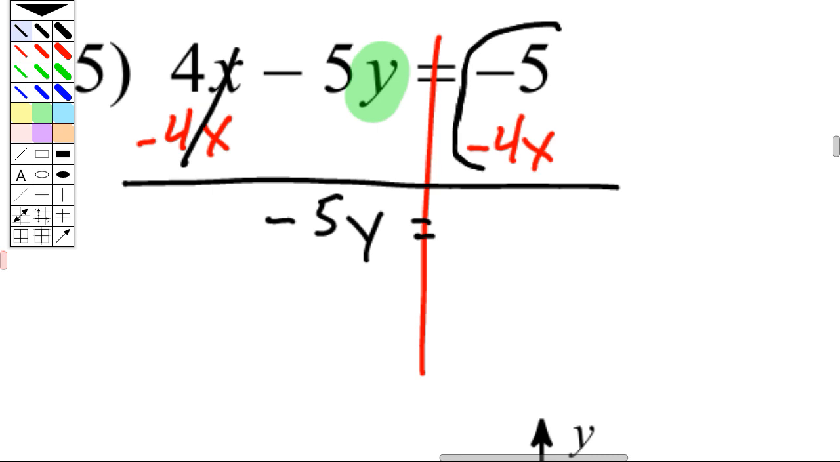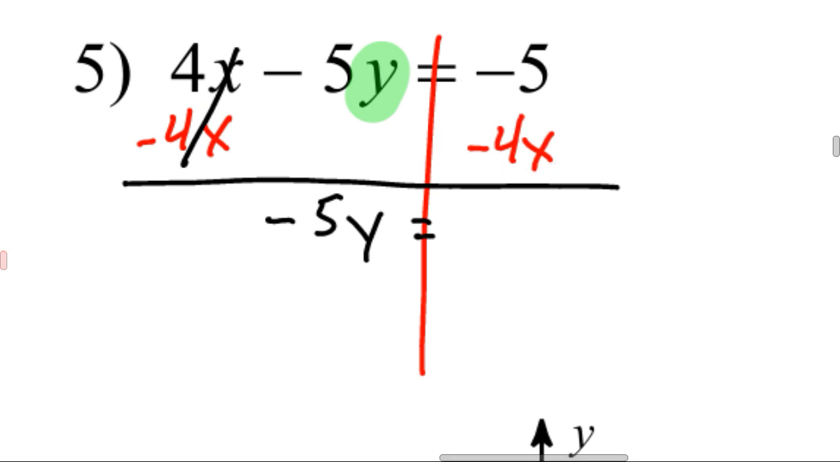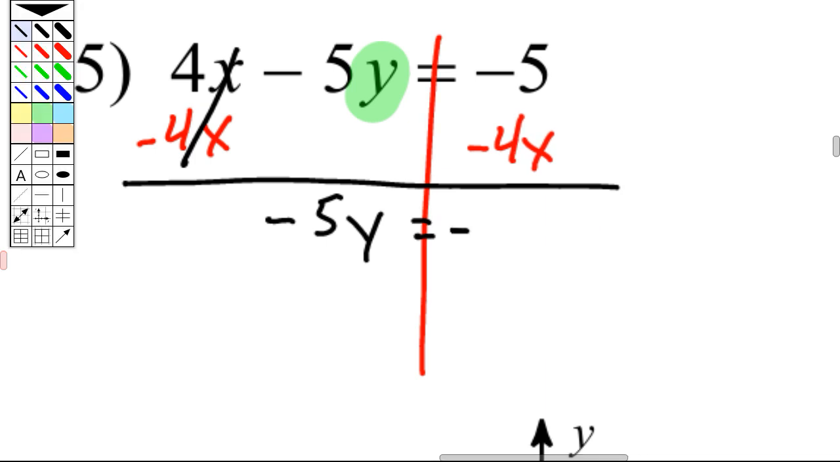Are these like terms? Can I combine these? No, they are not. This is an x term. This is a constant. So I can't combine them, so they need to stay separate. Well, who's going to go first? Negative 5 or negative 4x? Remember, the x term goes first, so negative 4x, and then the negative 5.